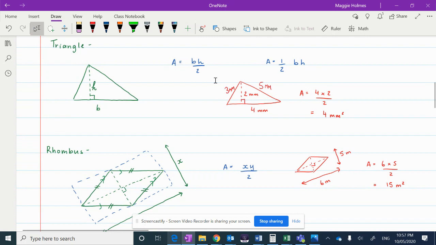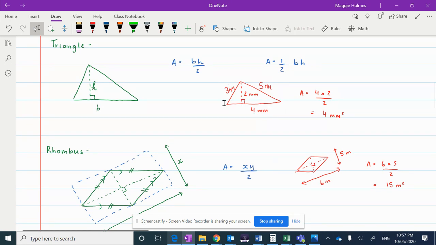Okay, triangles. We've got 2 versions of the formula here, and in our diagram we're showing what counts as the base and what counts as the height. Now basically the base has to be perpendicular to the height that we are given, so it won't necessarily be at the bottom of the shape. This one is, but note that the height that we're using has to be perpendicular. So have a look at our example here.